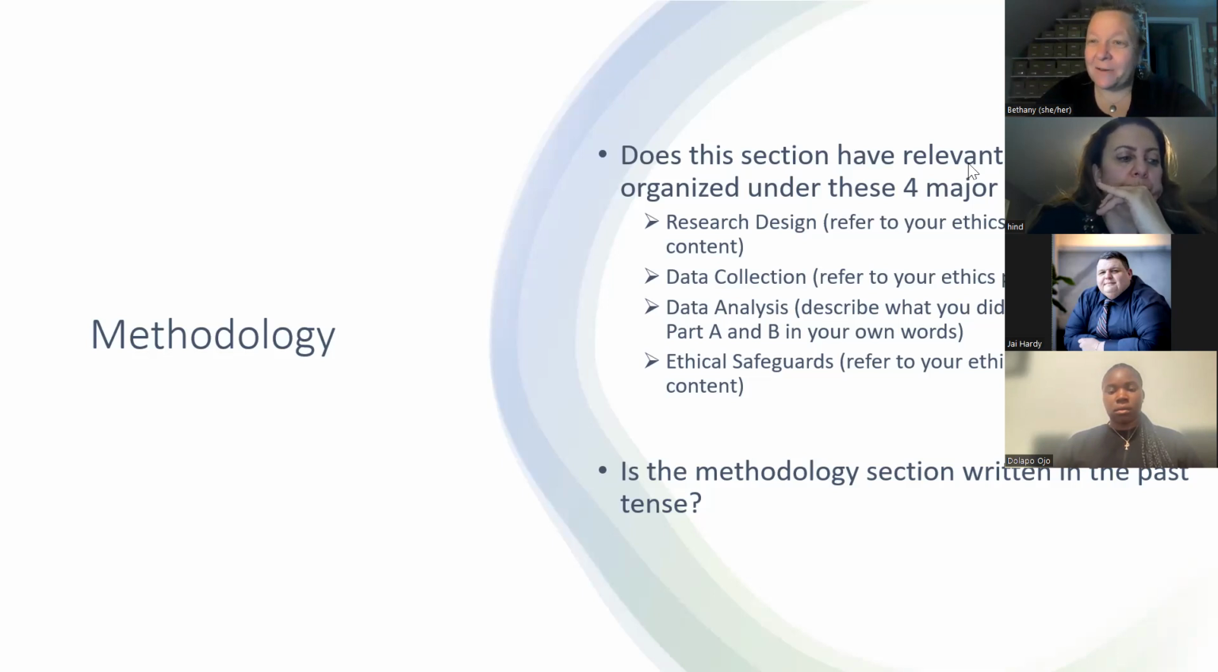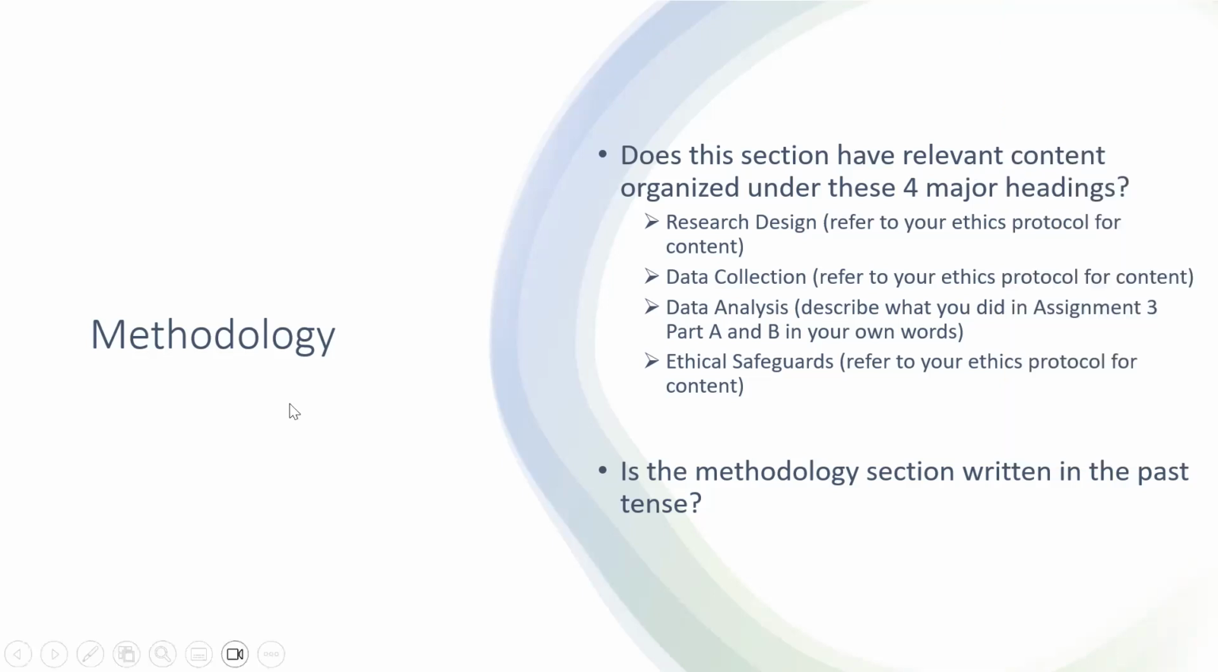Thanks for asking the question though, Hind. So, methodology. Now this one here, you guys have really got this. Your methodology section needs to have the 4 major headings. So research design, which refers to your ethics protocol for content, and data collection, for which you also want to refer to your ethics protocol for content.